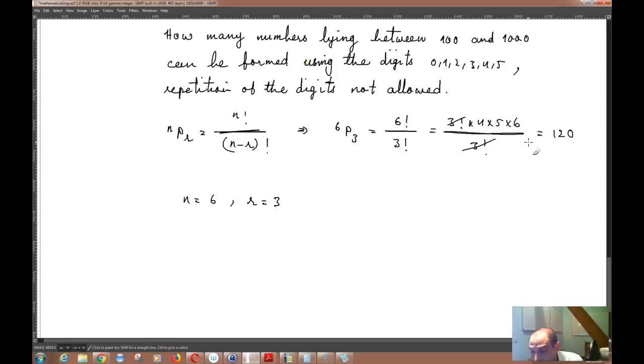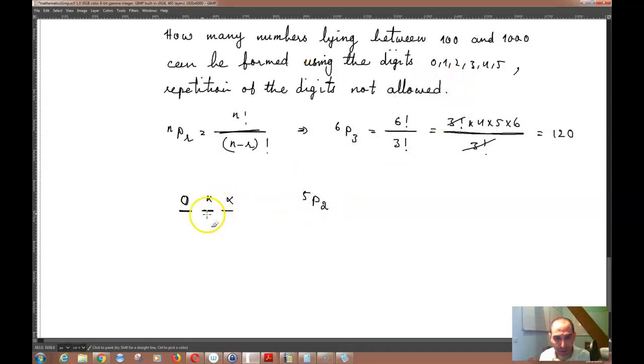Now, we have another part here that we need to take care of. And that is all of these numbers that start with a 0 and then have all of these other digits over here. Now you want to exclude all of these numbers. So how do I find the number of these numbers? I can think of these numbers as 5 permutation 2.